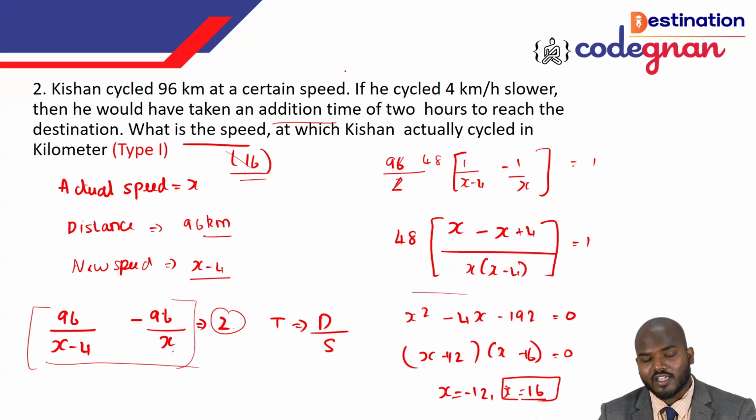Okay, so we are taking this and solving this kind of category, and we get the answers. Now, what is the speed at which Kishan actually cycles, in kilometers? That is the actual speed they are asking.